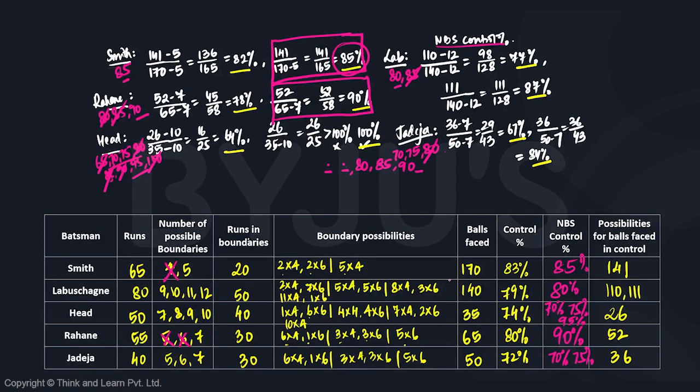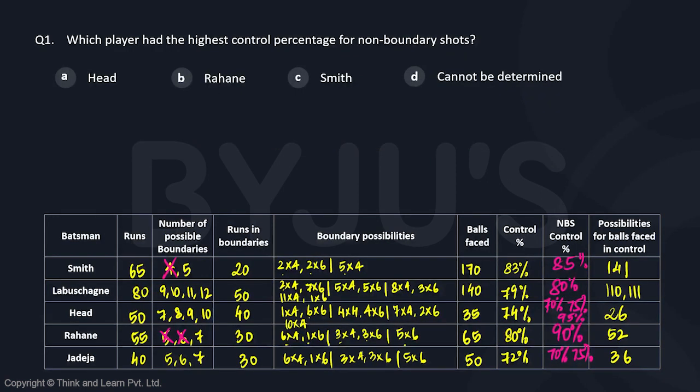So we know the number of possible boundaries for two of them, Smith and Rahane, just because the NBS control percentage is a unique one, and those percentages are the ones we have already calculated. So now let's look at the questions one by one. Question number 1: which player had the highest control percentage for non-boundary shots? If we look at the options, we have Rahane or Head. These are the two people that we can have.